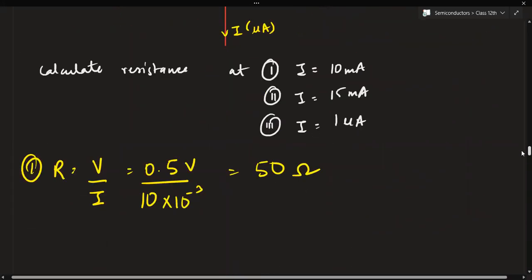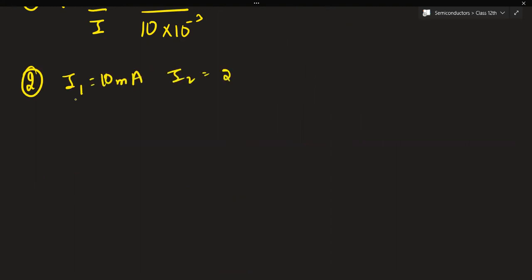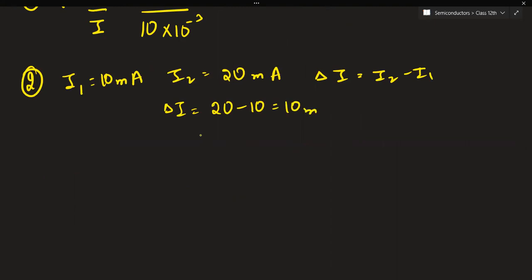Now, can you calculate the resistance for the second part? Right. So for the second part, see, I1 was 10 milliamperes, I2 was 20 milliamperes. So delta I will be I2 minus I1. So delta I will be 20 minus 10, that is 10 milliamperes.